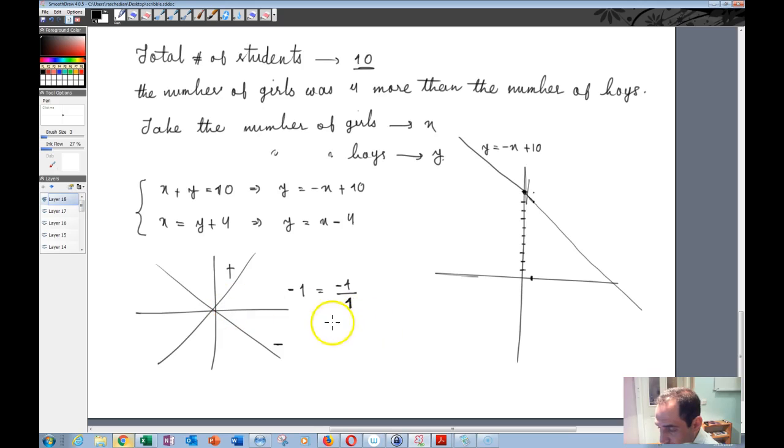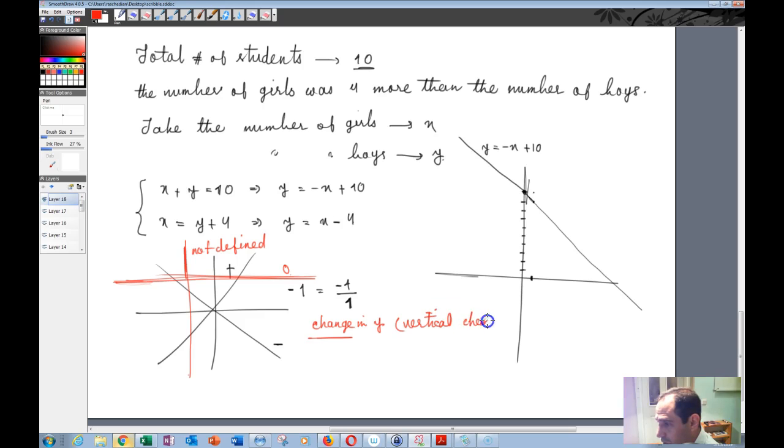Okay, and this line over here has a slope. If the line is completely horizontal, here the slope is 0, and if the line is completely vertical like this, then the slope here is not defined, because you're not changing your x, but you're changing your y. So basically your slope is defined as the change in y, or vertical change, over the change in x, which is the same thing as horizontal change.